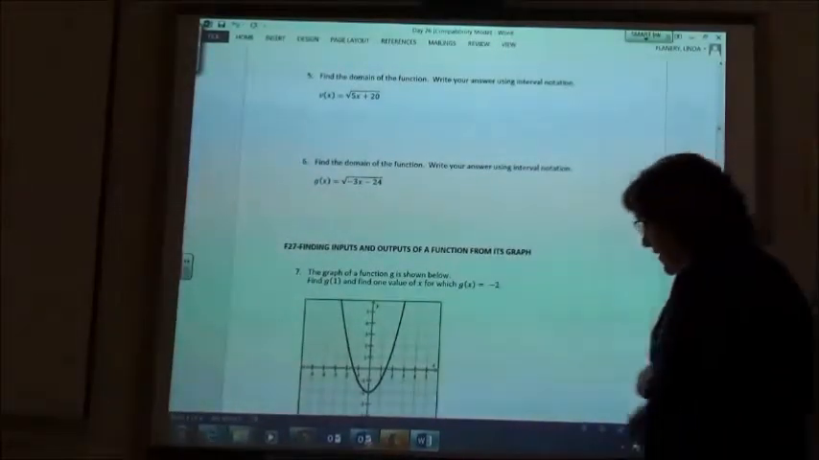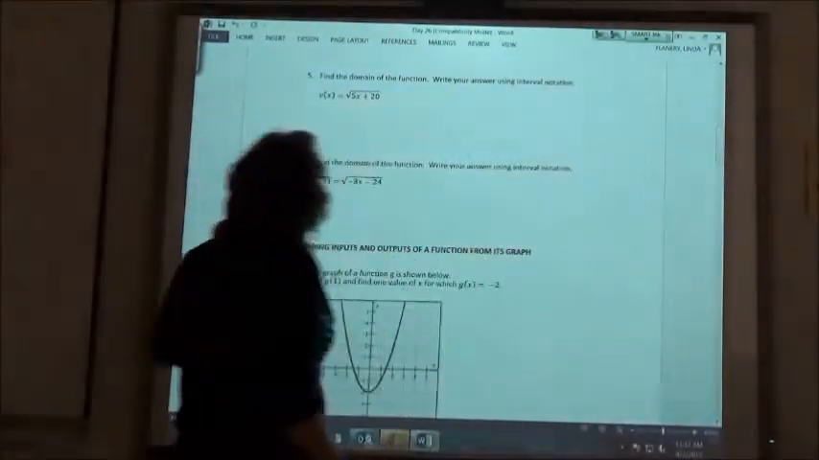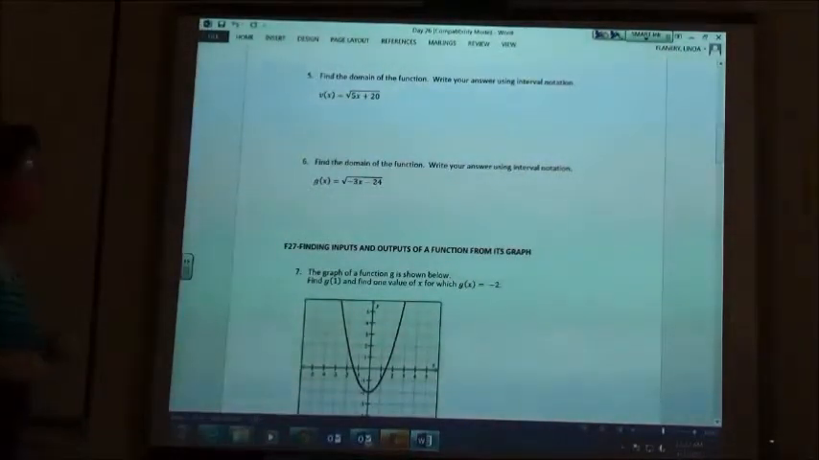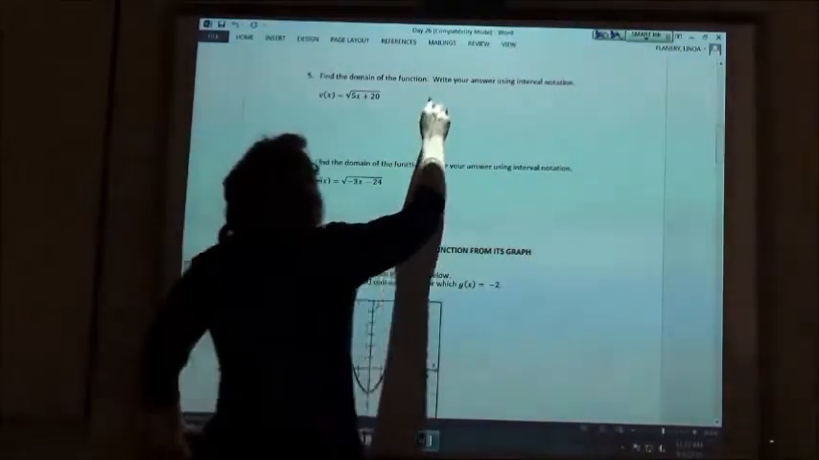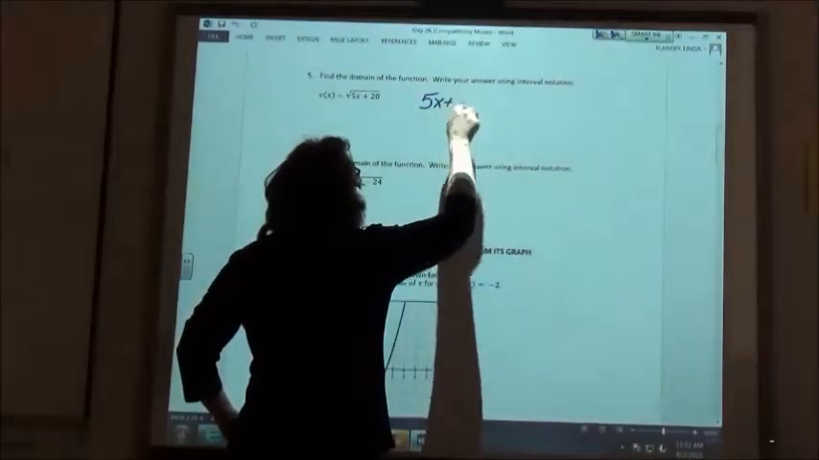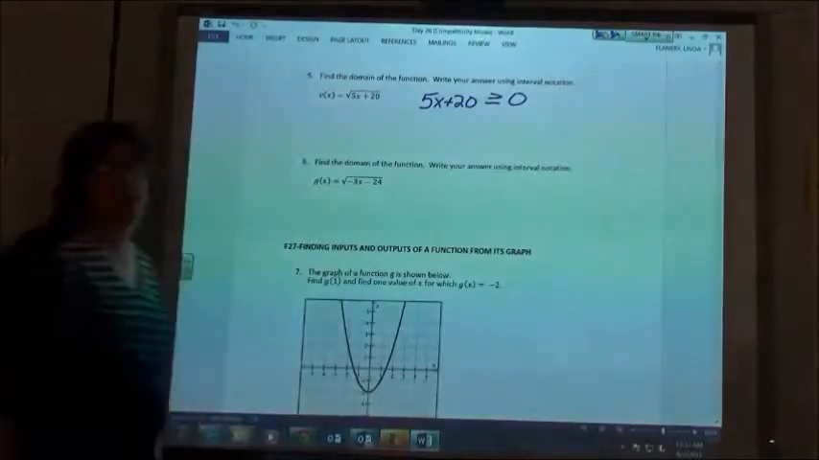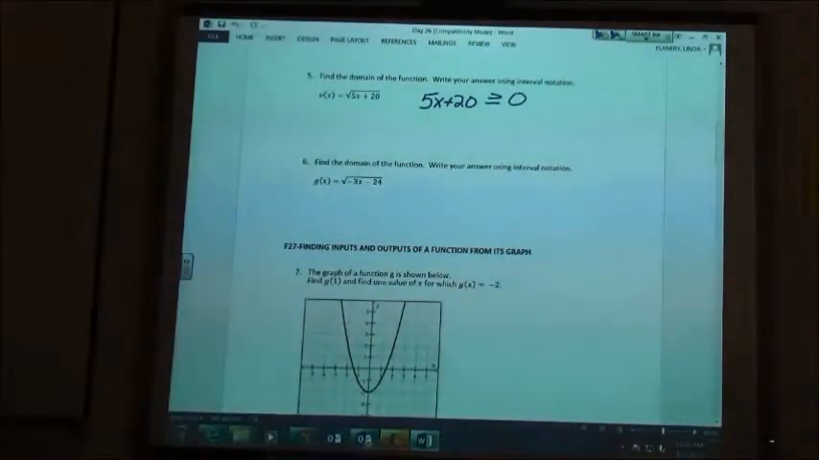Number 5 then, the same thing. I'm finding the domain of my function. I know that I have a square root and that I can't take the square root of a negative number. So I'm going to say that the 5x plus 20, again, has to be greater than or equal to 0. Always start out with greater than or equal to 0, and then go ahead and solve it.